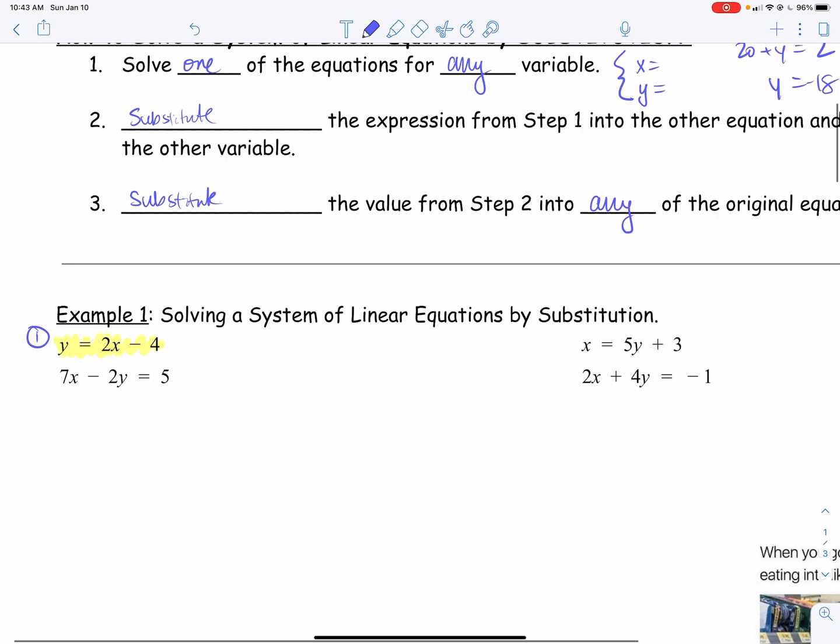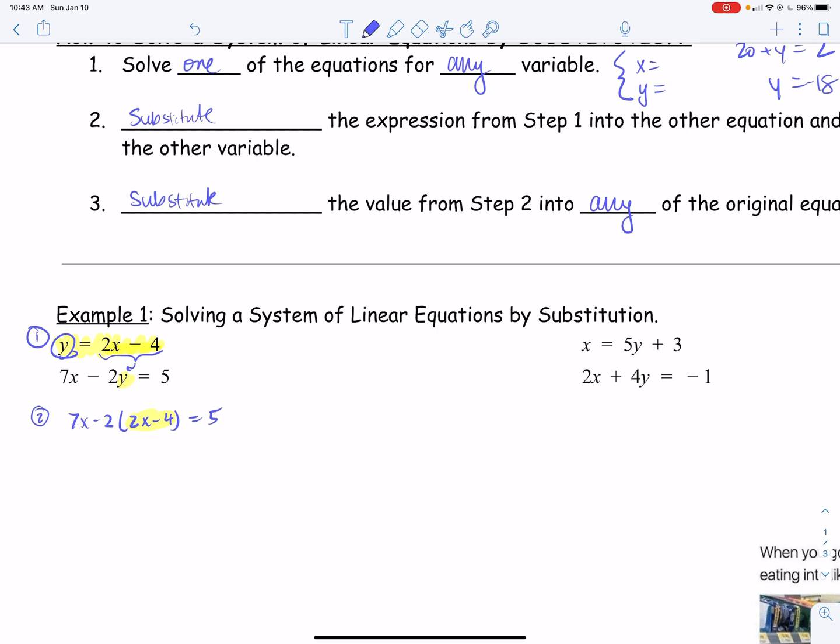So now I'm going to substitute. Because y equals all of this, I'm going to plug it in instead of y. So what does that look like? I have 7x minus 2 times, instead of y, you're going to write 2x minus 4, equals 5. So I took this second equation, and instead of y, I put 2x minus 4 because it says that y is equal to 2x minus 4. When you do step number 2, you should always only have one type of variable. You should never have one x and one y. When I'm using substitution, I should always remain with one type of variable.